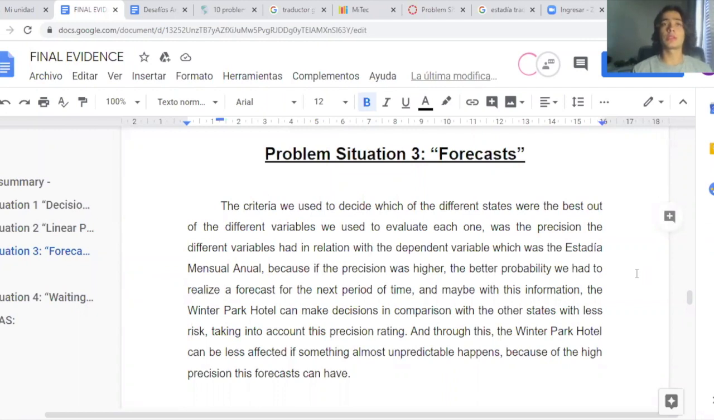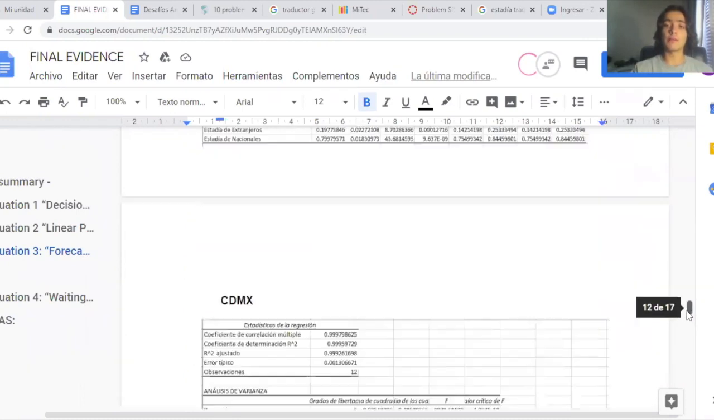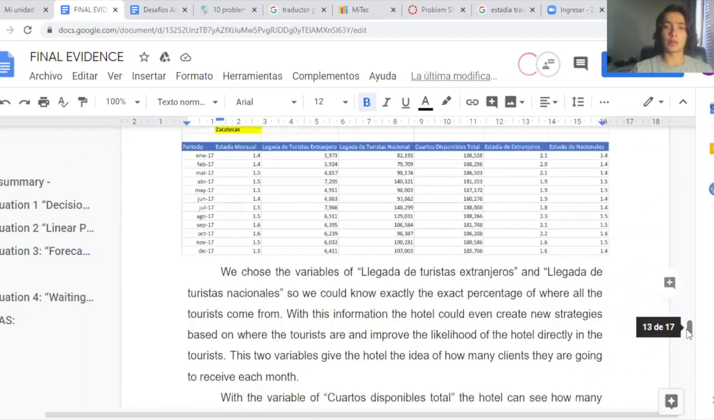So for this problem situation, we were asked to compare the state of Zacatecas with another 5 states. So the Winter Park Hotel could make some decisions according to the information we are giving to them through different statistical analysis. First of all, they established that the dependent variable was the estadía total anual that we're seeing here, and we established what we thought were the most important independent variables, which were the arrival of foreign and national tourists, the available rooms, and the state of national and foreign tourists.